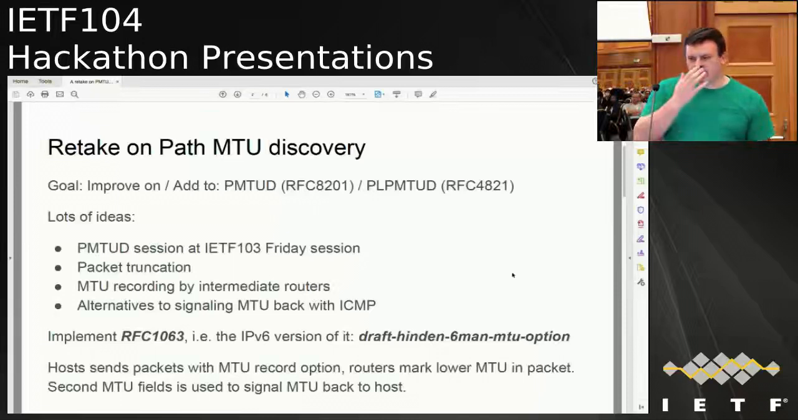This mechanism works unlike normal Path MTU discovery, where you send stuff into the network and you get ICMP back. We add an option to an IPv6 extension header. This extension header gets processed by routers and it works like a record route option. It records the lowest MTU on the path from the routers. And the field goes to the end and then it gets reflected back somehow.